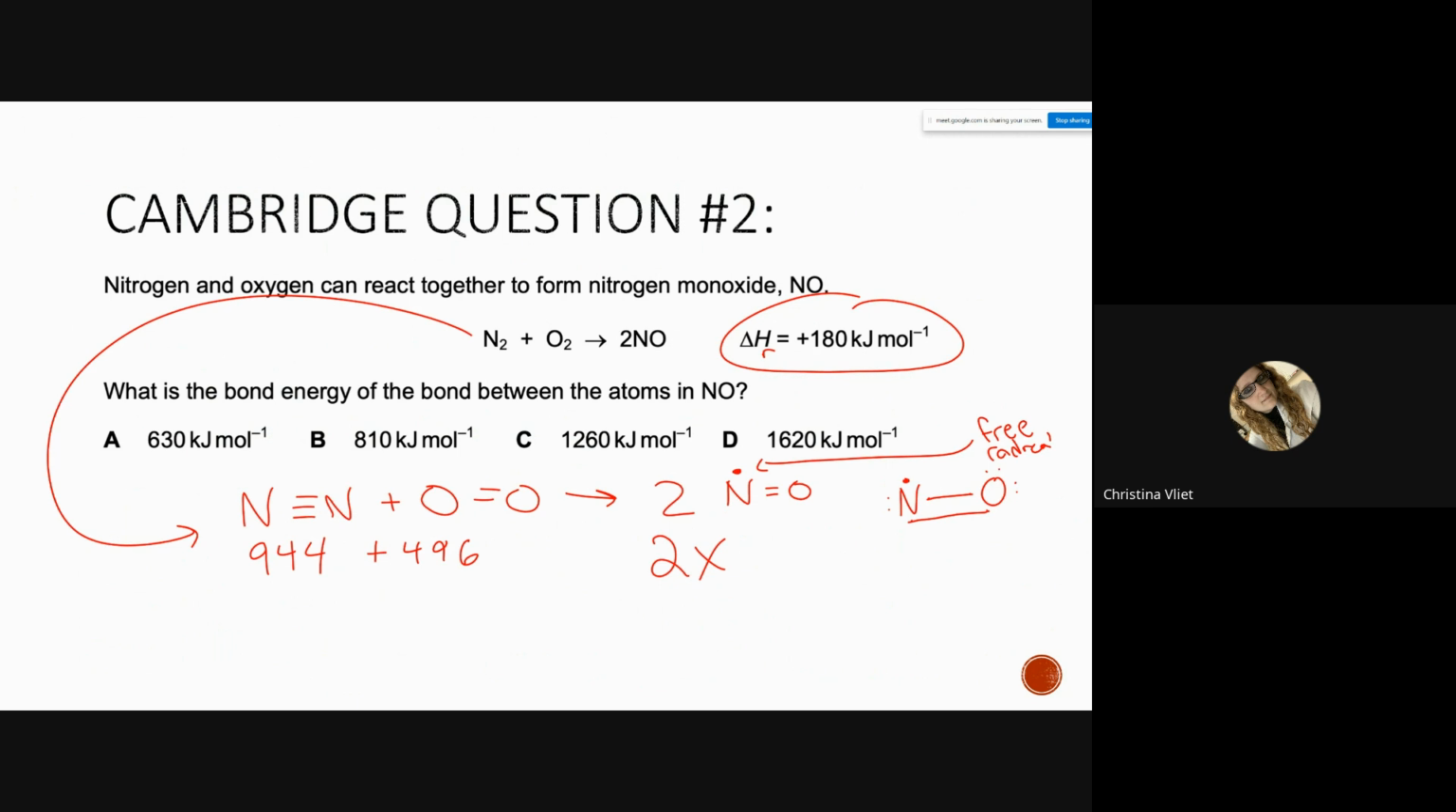So what do we call it? This is 2X, right? Remember, your reactants are positive and your products are negative, so you've got a formula now. 944 plus 496 minus 2x, because reactants are positive and products are negative, equals 180, which they gave you in the question. So now it's simply solve for x. Do the math. Notice that it's 2x, so you will have to divide by 2. Let's see what you come up with.